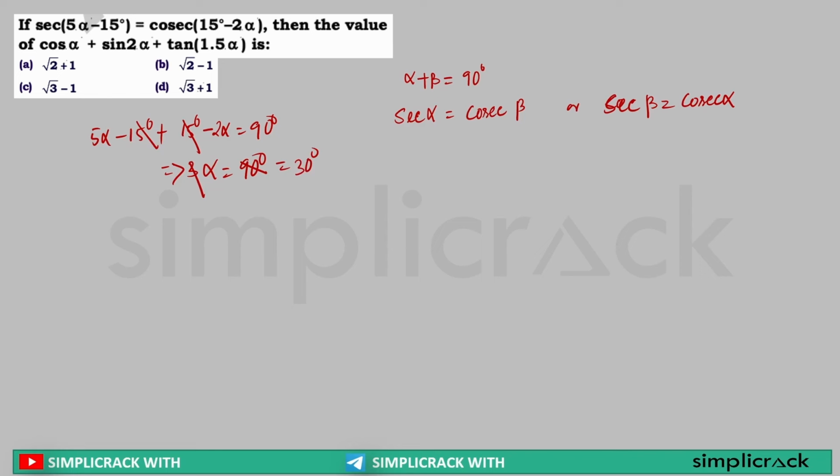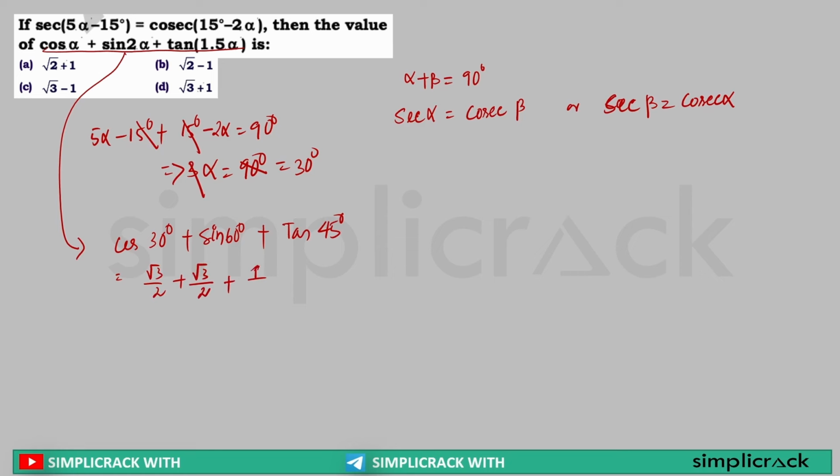So what is the value of α? 30 degrees. That means this is what it has asked. So this value will be written as cos 30 degrees plus sine 2α, that is 2 into 30, that is 60, sine 60 degrees, plus tan 1.5 into 30 is equal to 45 degrees. Sir, cos 30 degrees is equal to root 3 by 2. Sine 60 degrees is equal to root 3 by 2. Tan 45 is equal to 1. Yes or no? Yes. Sir, root 3 by 2 plus root 3 by 2 is equal to 2 root 3 by 2. 2 crossed out, plus 1. So the answer is equal to root 3 plus 1. That is option D. Clear?